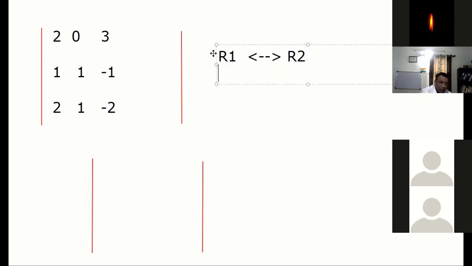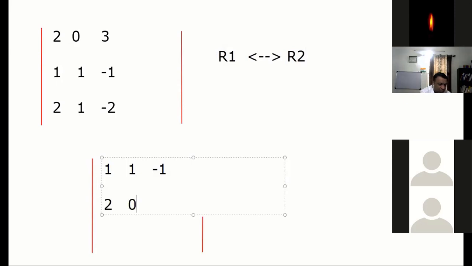Okay. So after this, what happens? When you do R1, R2, it happens like this. So it comes 1, 1, minus 1, right? Then 2, 0, 3, right? And row 3 will remain the same: 2, 1, minus 2. So that is what it means. We have done this operation.